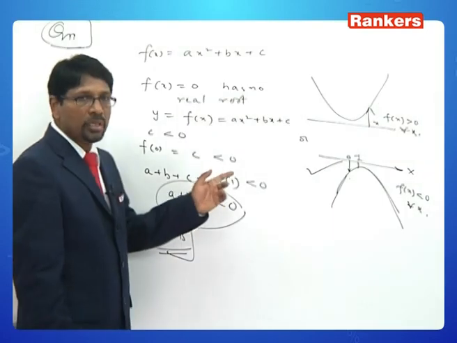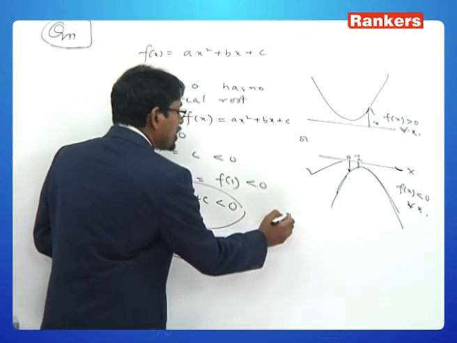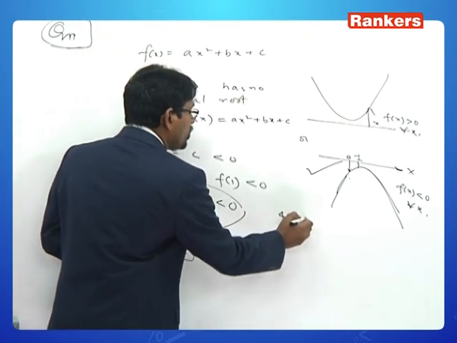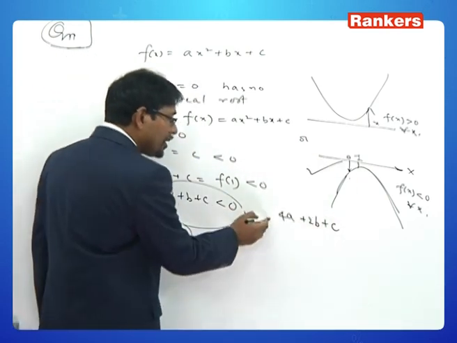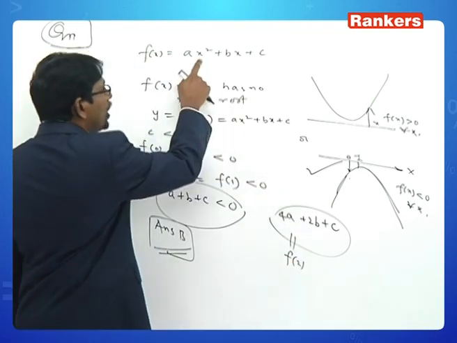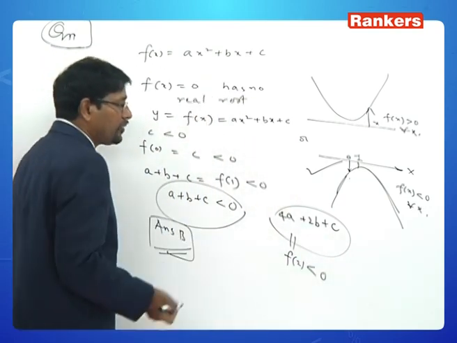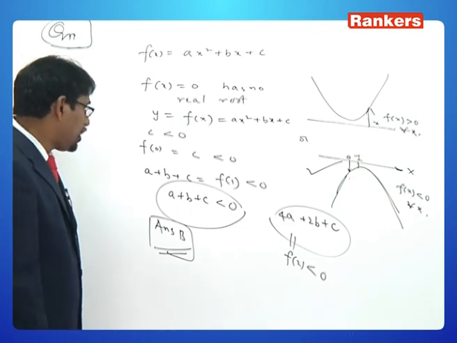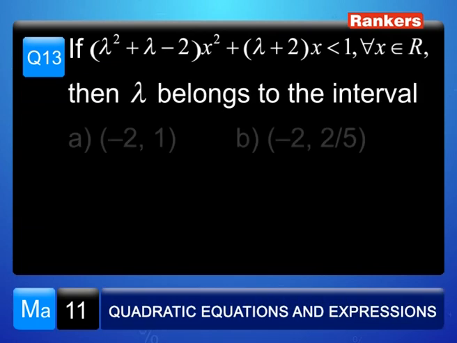Now if the question were to be framed like this, suppose he has asked 4a plus 2b plus c, what is the sign of this? Now what would this value have been? It would have been f of 2. See, a into 2 square plus b into 2 plus c. That would have also been negative. So you can frame many such questions. Clearly it's based on the graph, so we have to look at this graph. Right. Let's look at the next question here.